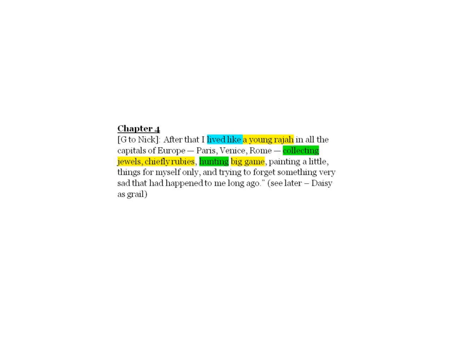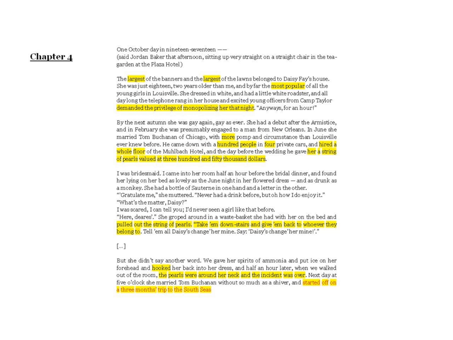etc. So, moving on. So we've already looked at some of this stuff from chapter 4 down the bottom here, the string of pearls and hooked, etc. I just thought I'd reproduce a larger section of that chapter. This very important flashback, one day in 1917, said Jordan Baker.